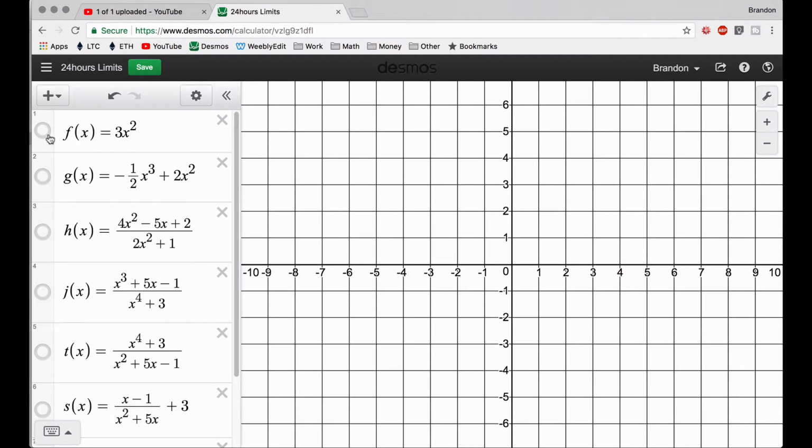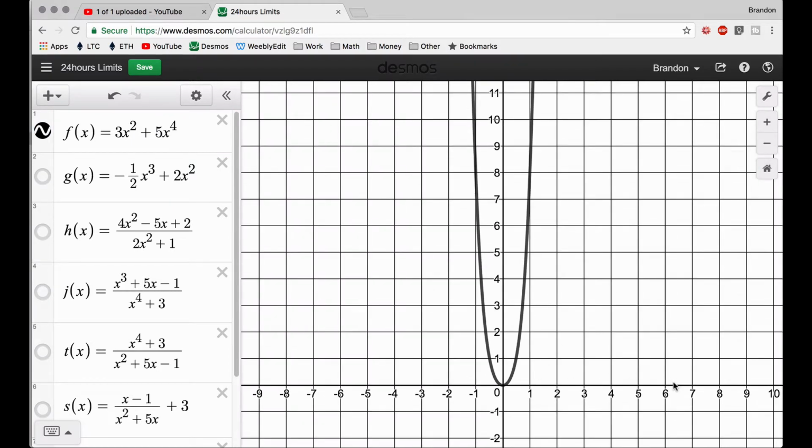Now, let's come in here and change a few things. I'm going to come to f of x. I'm going to add plus 5x to the fourth. Our degree is now 4 because that's the highest exponent. That's still an even degree. Our leading coefficient here is still positive, so we have that same end behavior as we had originally with f of x. As x gets big or as x gets small, the y value shoots off to positive infinity.